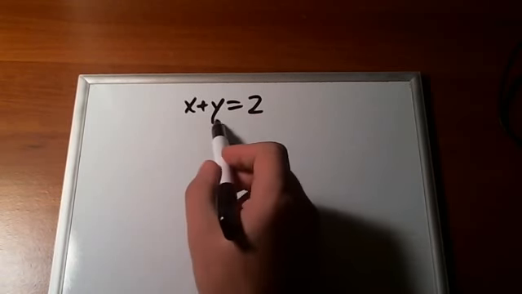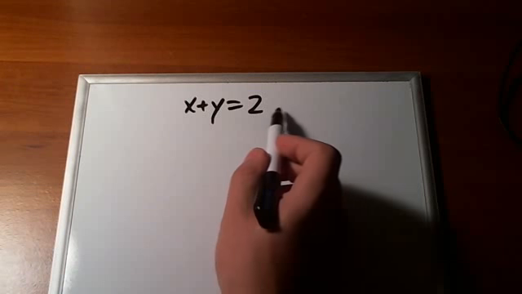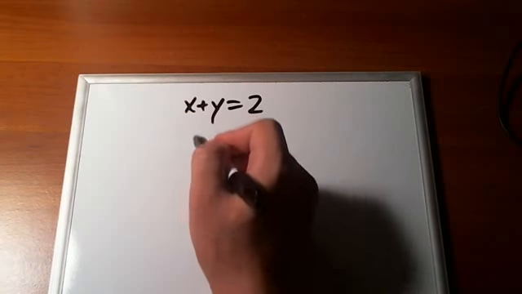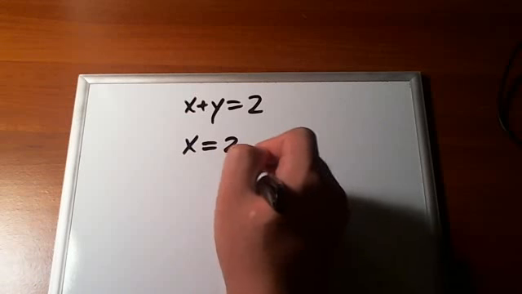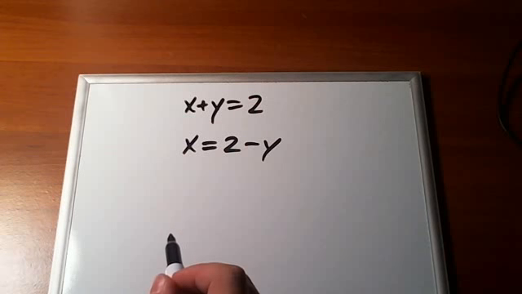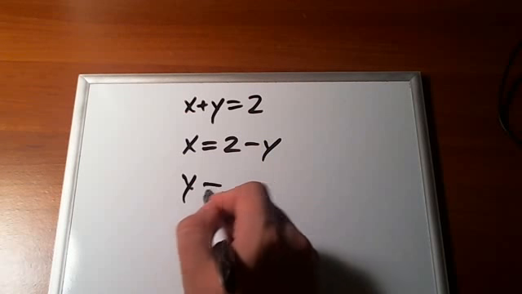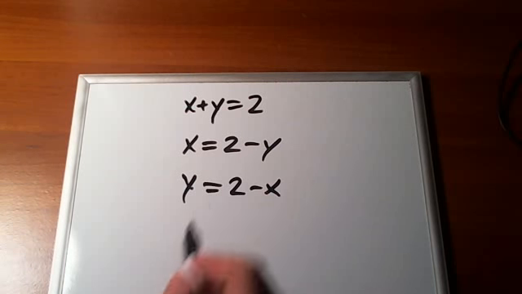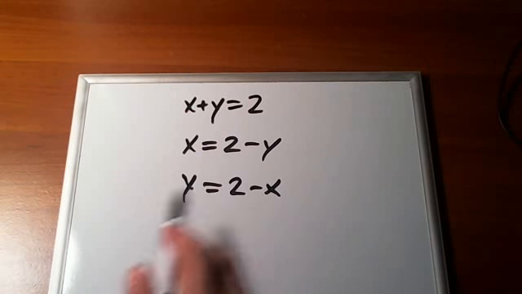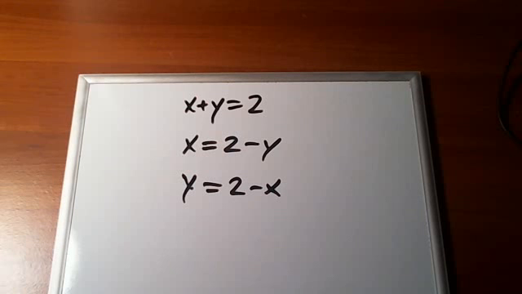What I mean is, if we subtract y from this side, we'll have to subtract y from this side as well, and we'll have x is equal to 2 minus y. Okay, we can do the same thing for y. Y would be equal to 2 minus x. Okay, this is one way to work with them.